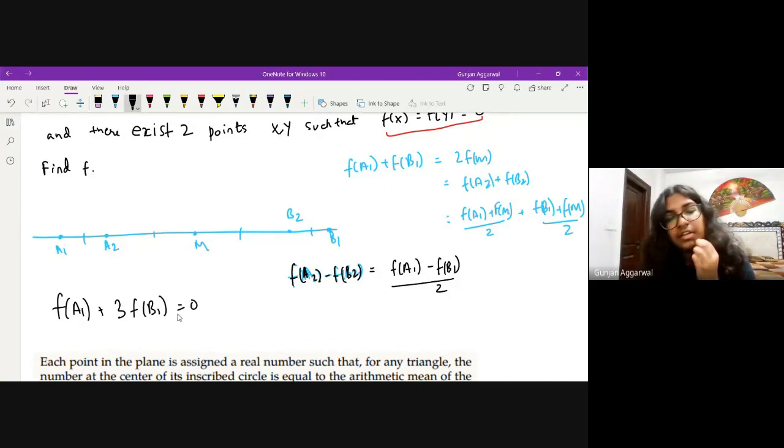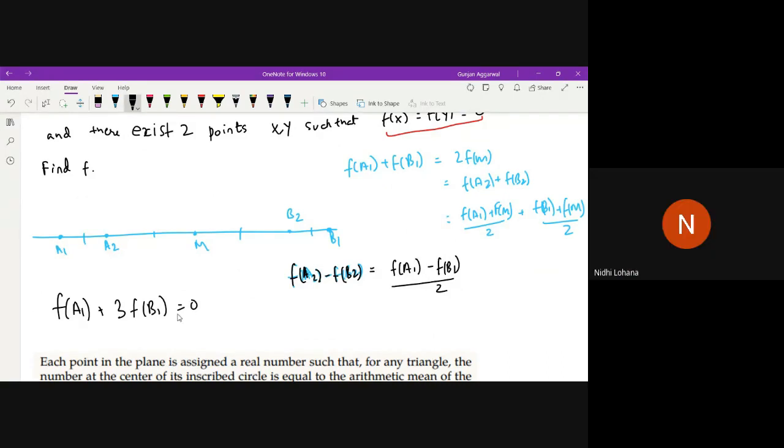How did you get that? Sorry, f of A1 is equal to f of A2. Sorry, just a second.